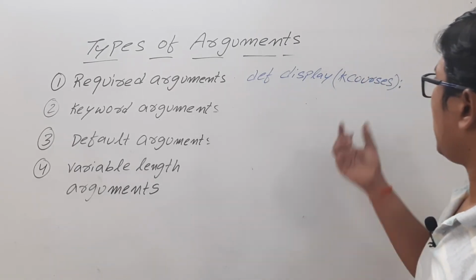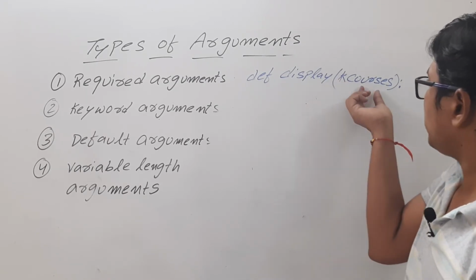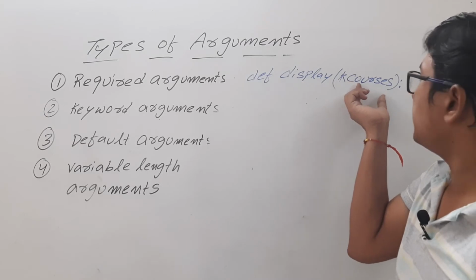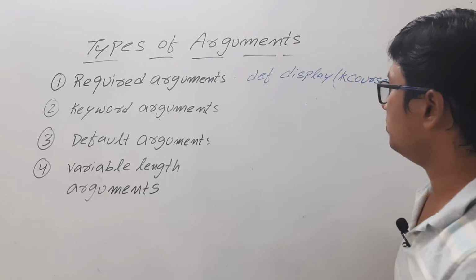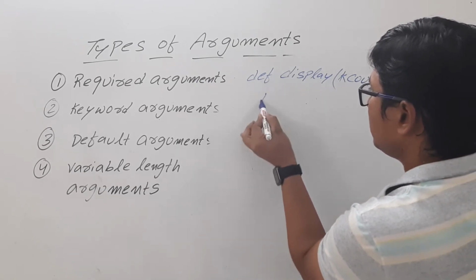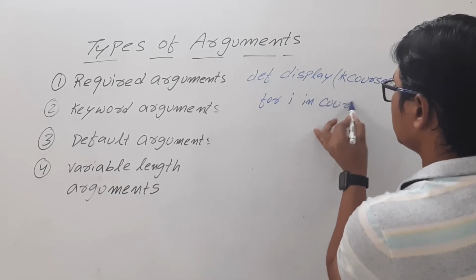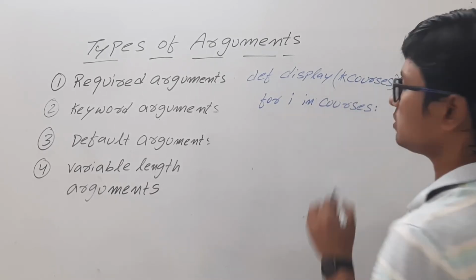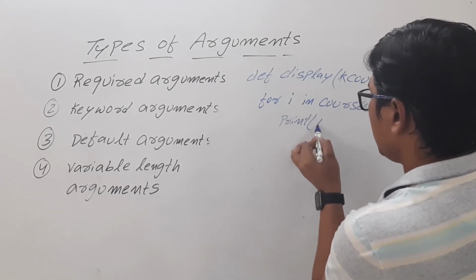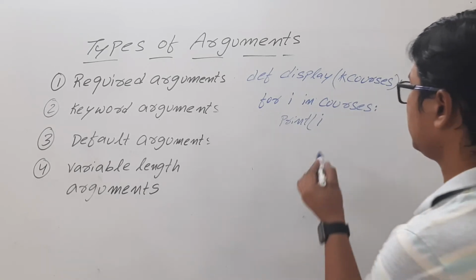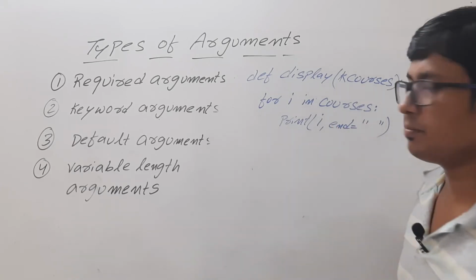Now I have to give the formal parameter using a star and then courses. Whatever arguments you provide will be collected, and the indentation will start once you give the colon. Now let me write it: for i in courses, because I want to display all the courses, I will write print i, then end is equal to, like this I am providing.